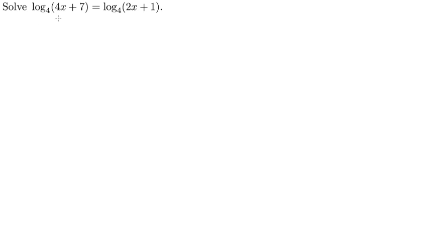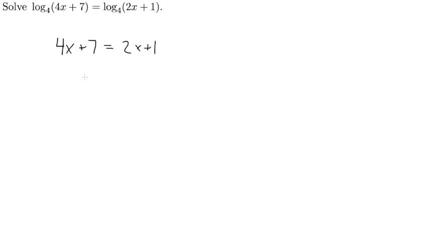So what we need to do, we have a log equals a log. They have the same base. So we said that since logarithms are one-to-one functions, we can just drop the logs. So where is this going to be true? It's going to be true when the insides are equal. So when 4x + 7 equals 2x + 1.